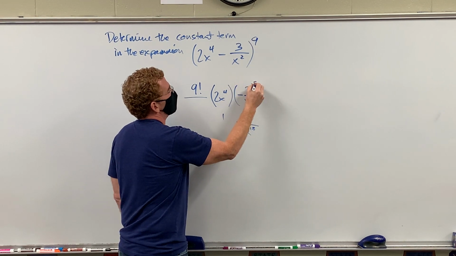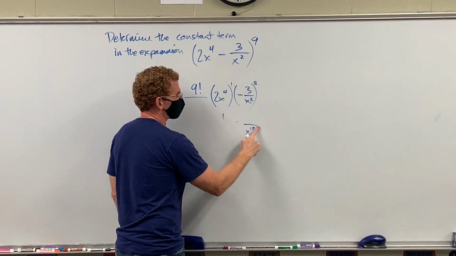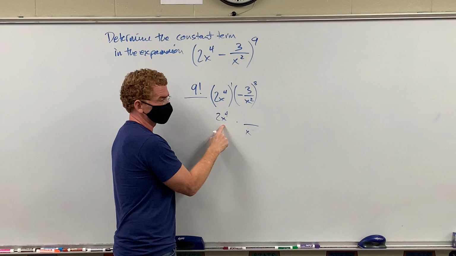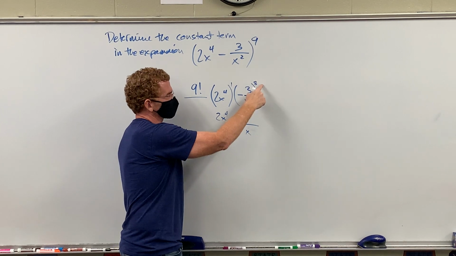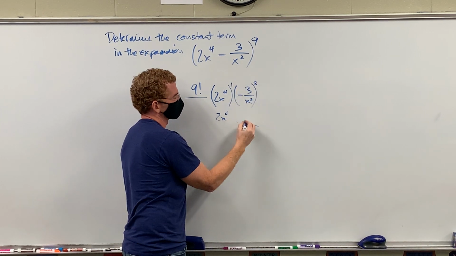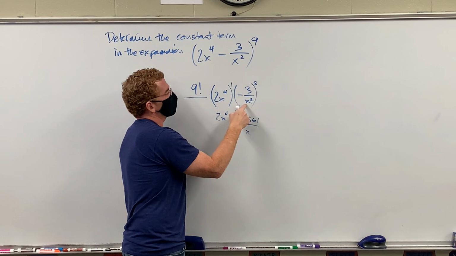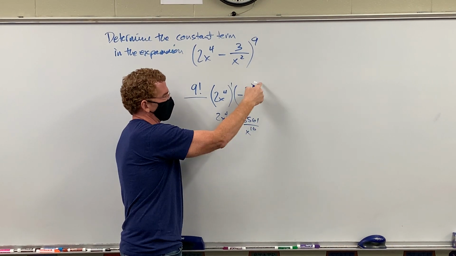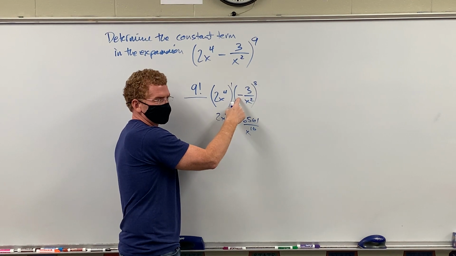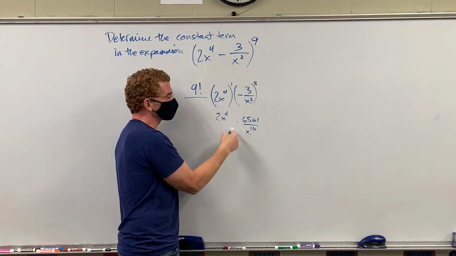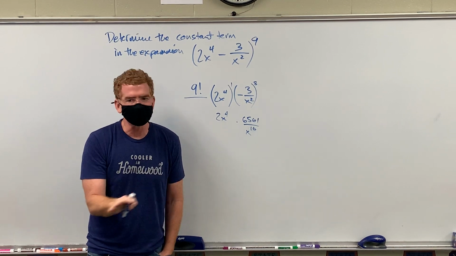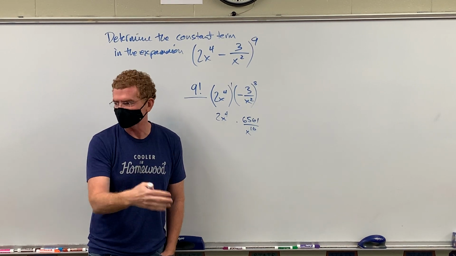What about 8 and 1? Now, if I have 8 and 1, this would give me a 2x to the 4th, so there are x's up top, and this would give me what? 3 to the 8th, x squared to the 8th, which would be x to the 16th, and 8 negatives would become a positive. But right here, would all the x's cancel? They wouldn't, would they? So I would not have a constant term. But you kind of see where I'm going, right?